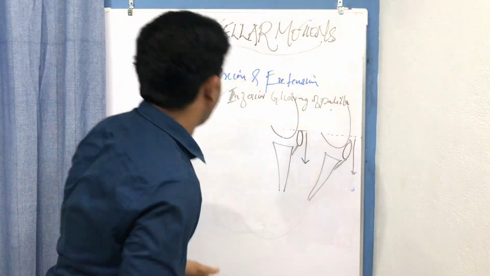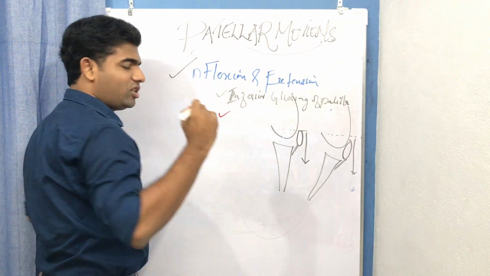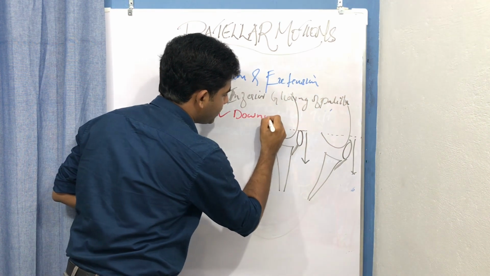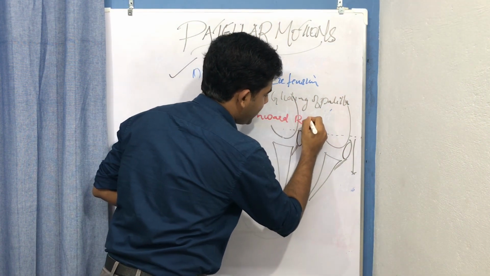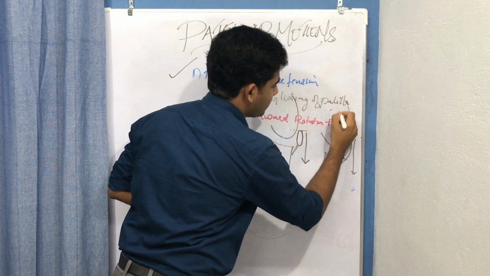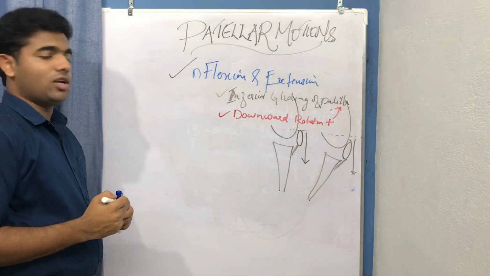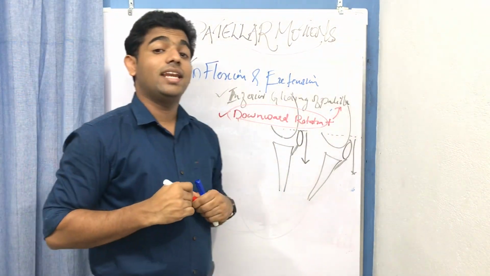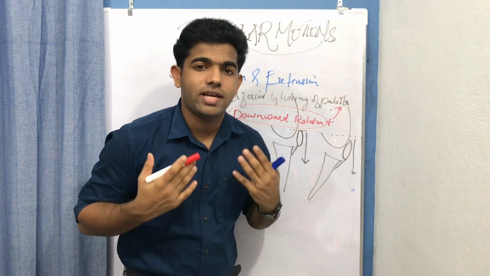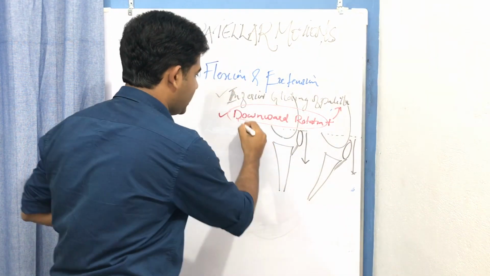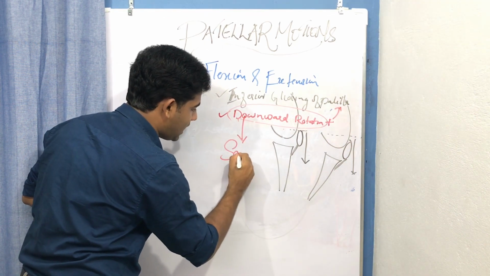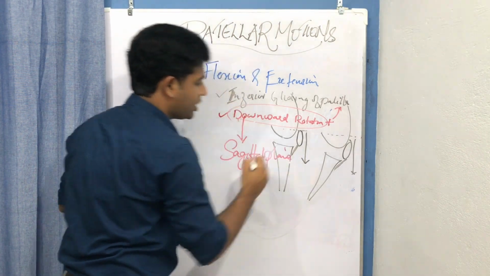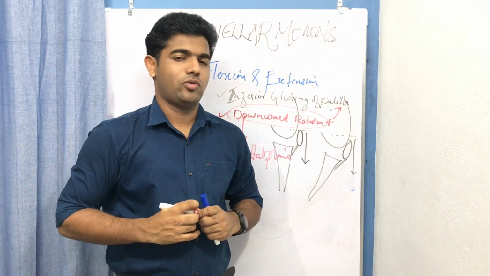So how can we define rotation of the patella? The most important point is the downward rotation, plus the inferior glide, or more predominantly it is a downward rotation of the patella. In which plane? Flexion and extension happen in which plane? The sagittal plane. The downward rotation of the patella in the sagittal plane is known as patellar flexion, right?